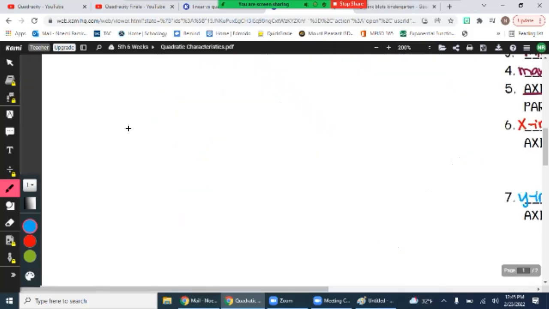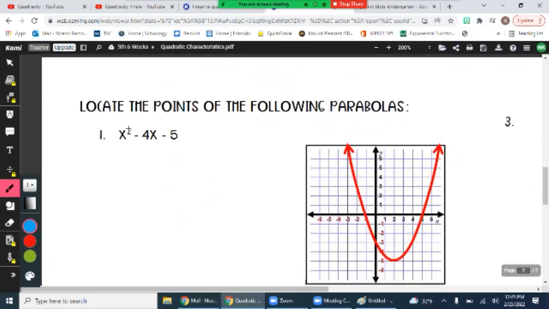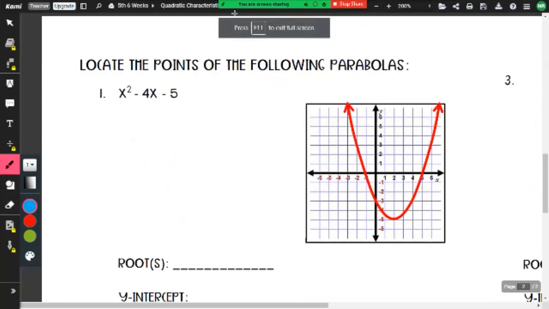Flip it over. Now it says locate the points of the following parabolas. Now, remember, I told you guys that factoring tied into quadratics. This is where I get to show you how it ties in. If we were factoring this trinomial, where's the first place that I need to look? In front of my squared term, but I don't see a number. So how do I continue factoring this?